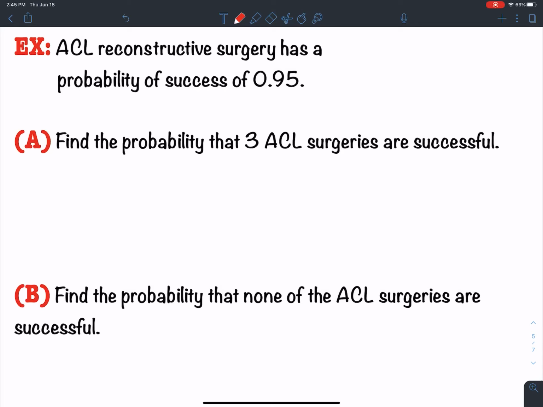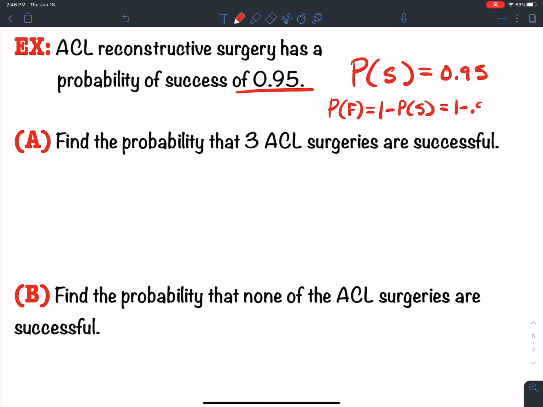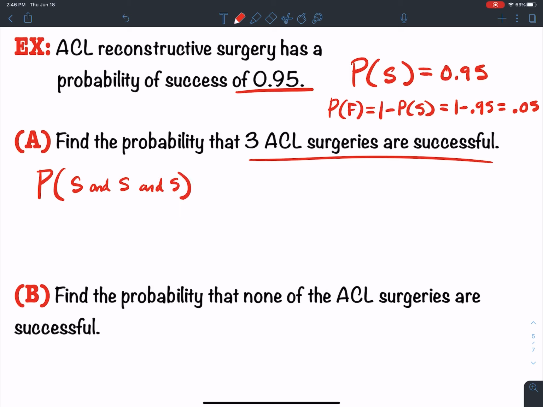Got an example. ACL reconstructive surgery has a probability of success of 0.95, meaning the probability that we have a successful surgery equals 0.95. Now the complement rule says that the probability of a failure is equal to 1 minus the probability of success, which is 1 minus 0.95, which is 0.05. Okay? So what I want to do first is find the probability that 3 surgeries are all successful, meaning the probability of a success and a success and a success.